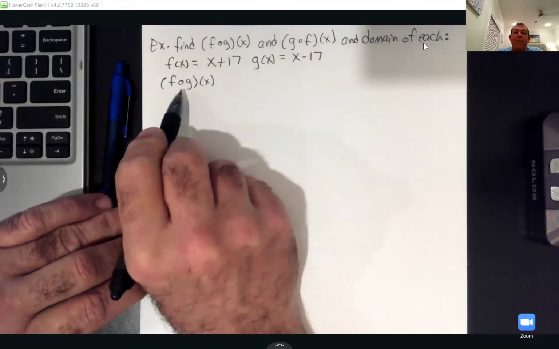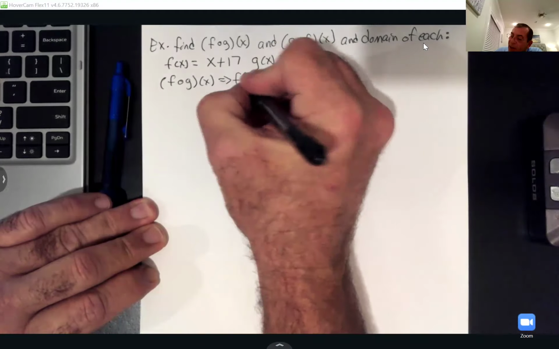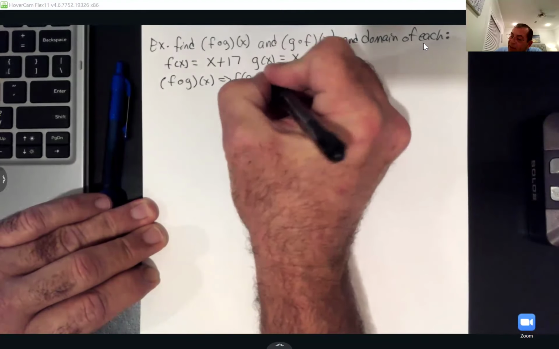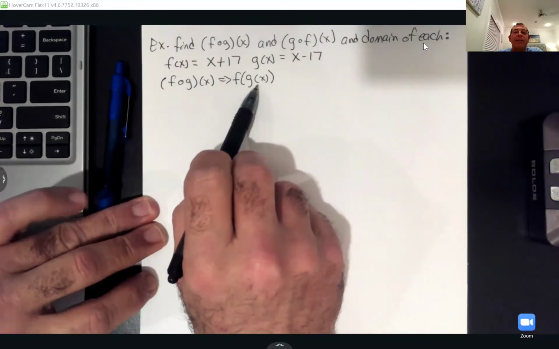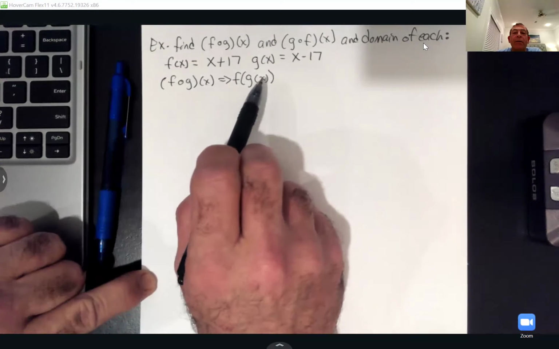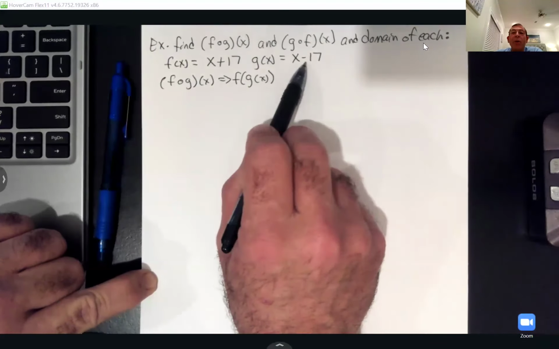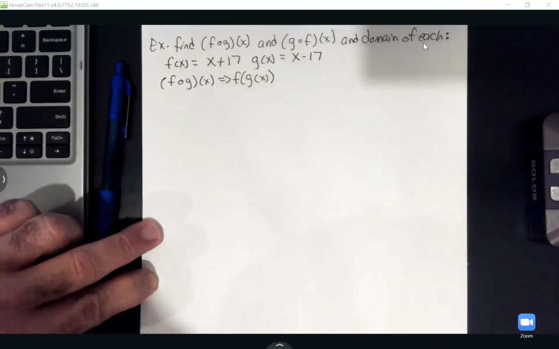Now remember, f compose g of x is really f of g of x. So first we've got to find our g of x. But guess what? They didn't give you a number here. So if they didn't give me a number, can you do anything to that g of x? No. So here's the trick.